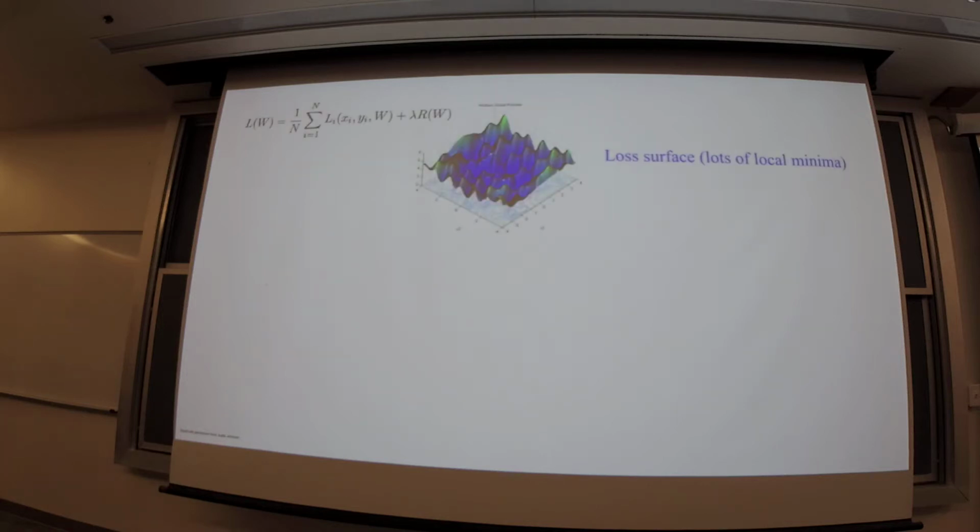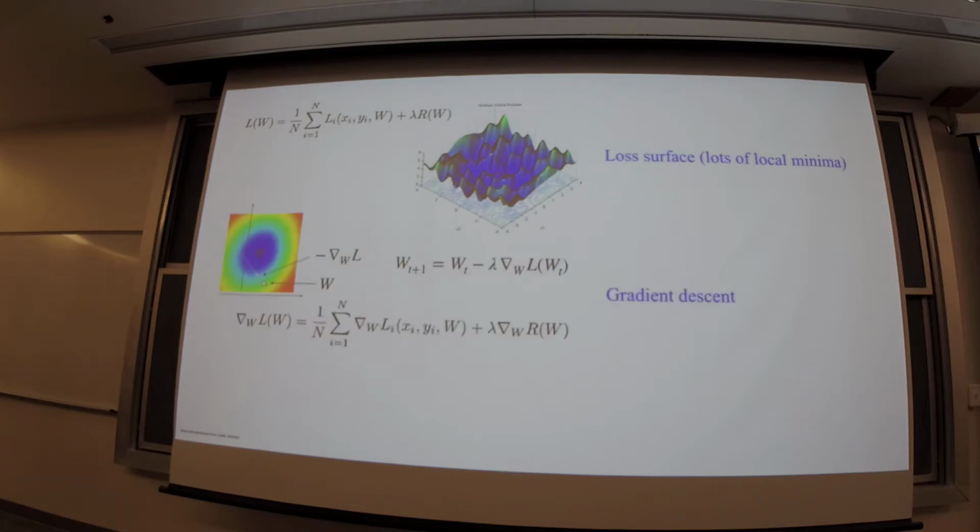We talked about how, when we start to have more complicated functions, these loss surfaces become very bad for optimization. They have lots of local minima. And we talked about how to use gradient descent to get ourselves into one of these local minima.